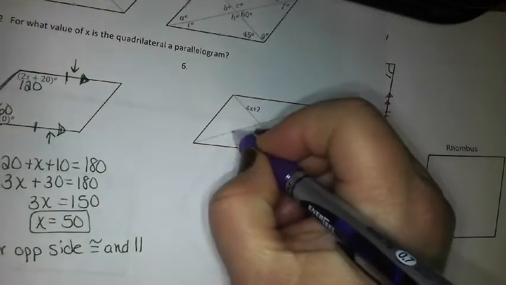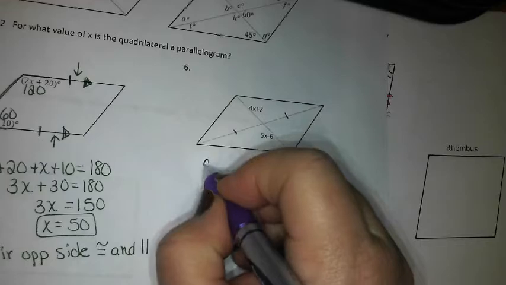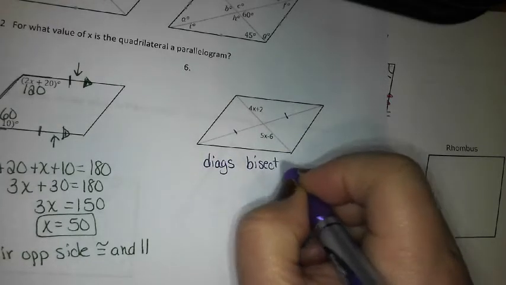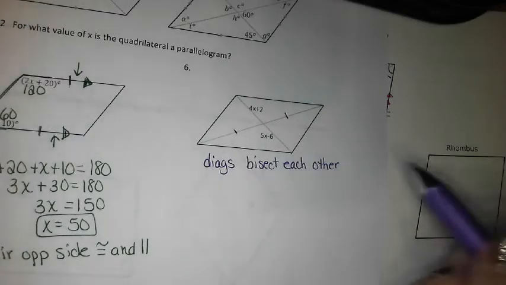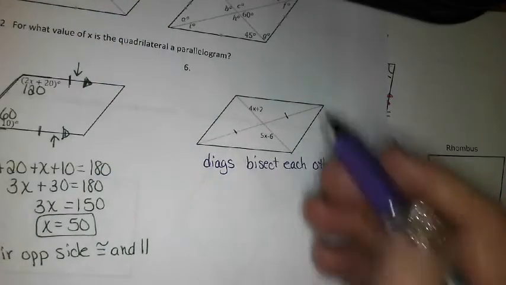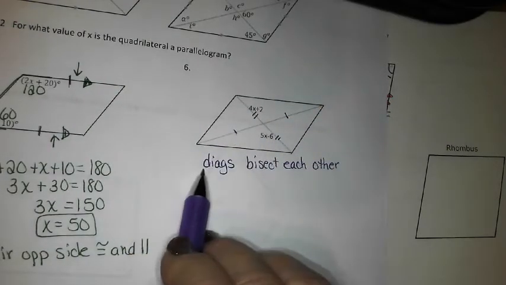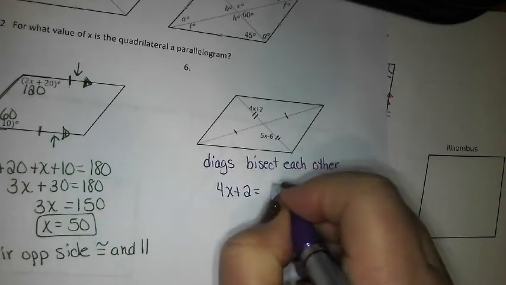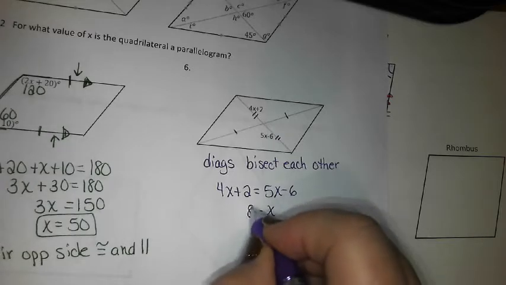This one, it looks like they're asking us about the diagonals. They've already told us that these 2 segments are equal. And one of our rules had to do with the diagonals bisecting each other. Remember, that didn't mean that they cut angles in half. That meant that the diagonals cut each other in half. So if I can make these two segments equal, then I'll have the diagonals bisecting each other. So 4x plus 2 equals 5x minus 6, and we solve for x.